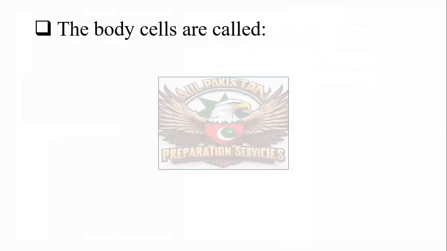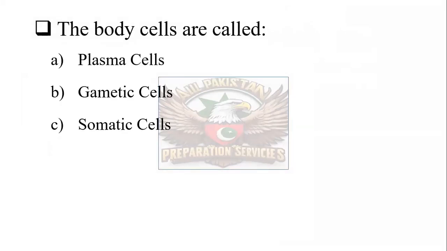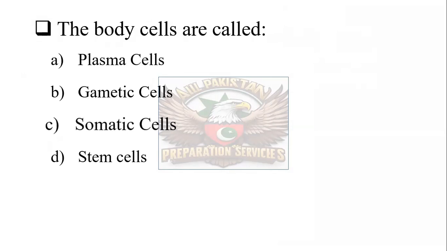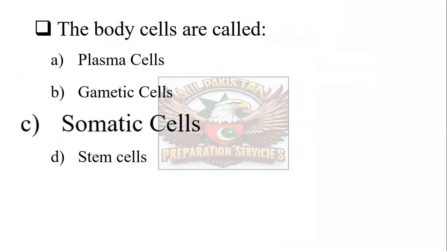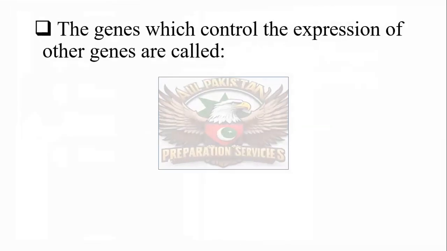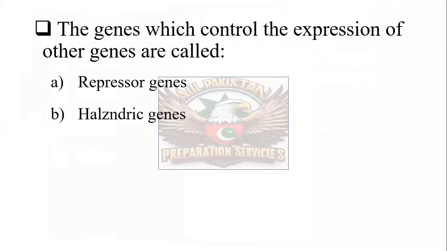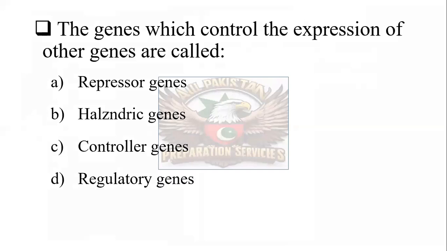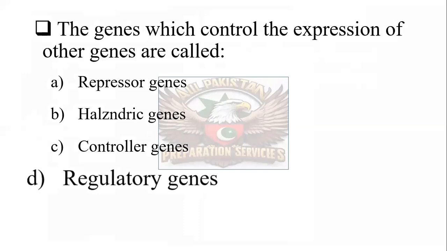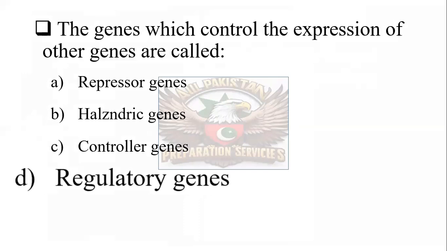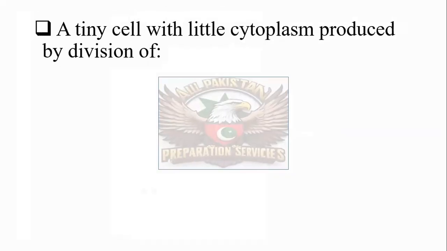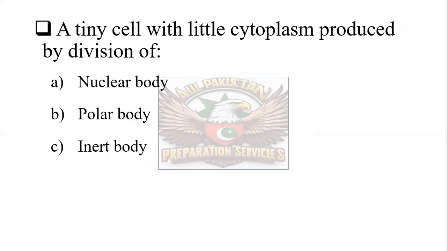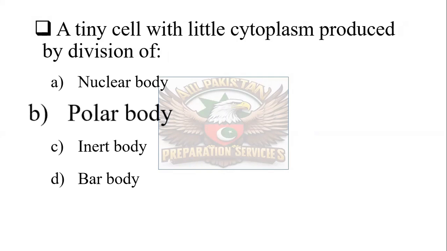Our next question is that the body cells are called plasma cells, gametic cells, somatic cells, or stem cells, and the correct one is somatic cells. Our body cells are known as somatic cells. Next question, the genes which control the expression of other genes are called repressor genes, alexandric genes, controller genes, or regulatory genes. And the correct one is regulatory genes. The genes which control the expression of other genes are called regulatory genes. A tiny cell with little cytoplasm produced by division of nuclear body, polar body, inert body, or bar body. And the correct one is polar body. A tiny cell with little cytoplasm produced by division is a polar body.